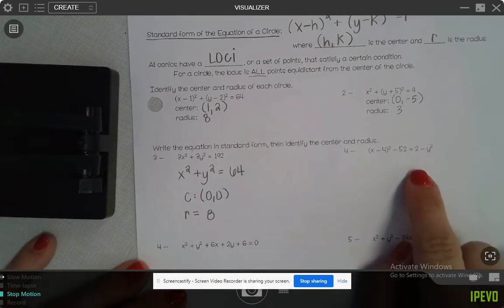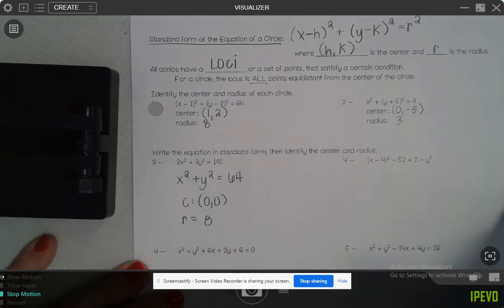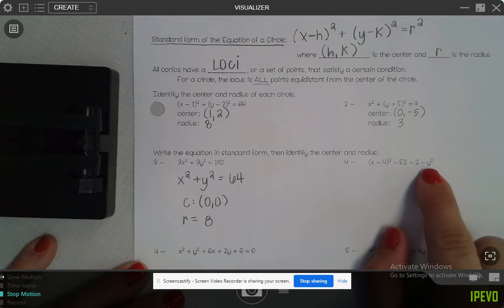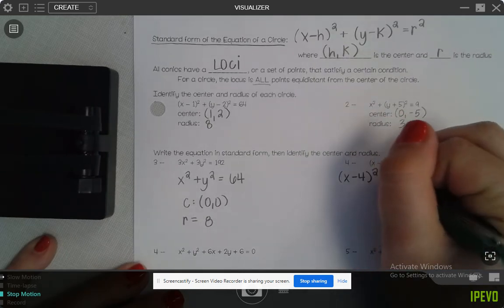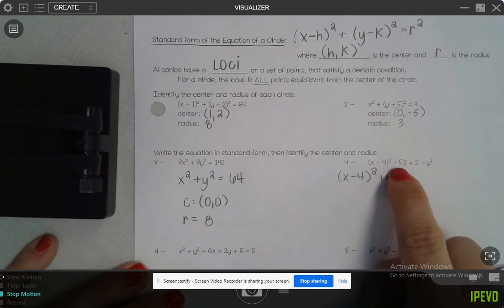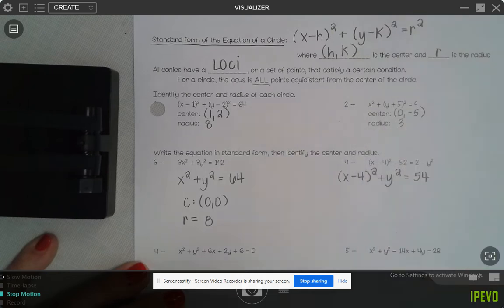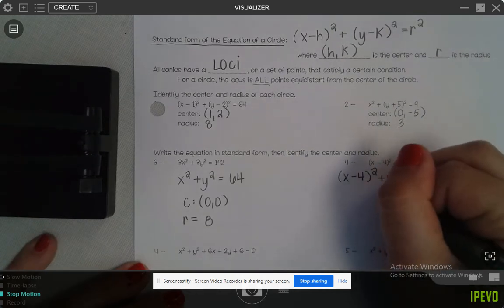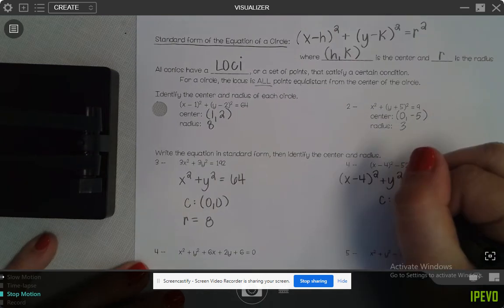What do you have to do on number 4? You got to bring the y over, and you have to have everything that doesn't have an x or y on the other side. So how do I bring this negative y squared over? Add it. So you're going to have x minus 4, the quantity squared, plus y squared. How do I move this negative 52? Add it. Equals 54. So where's your center? 4, 0.